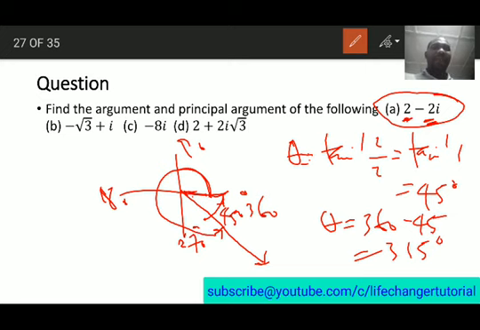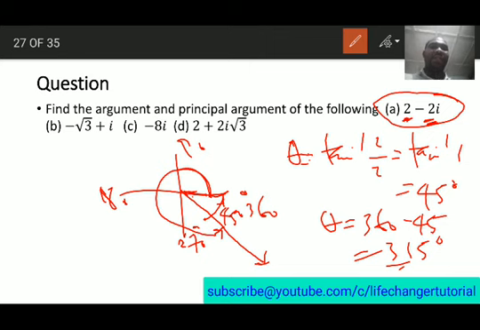Now, for principal argument, I can go clockwise or anti-clockwise. I can't say 315 is the principal argument, no, because 315 is not between minus 180 degrees and 180 degrees, okay? So what I would do is that, remember, for principal argument, you can count either clockwise or anti-clockwise as long as the angle is between minus 180 degrees and 180 degrees.